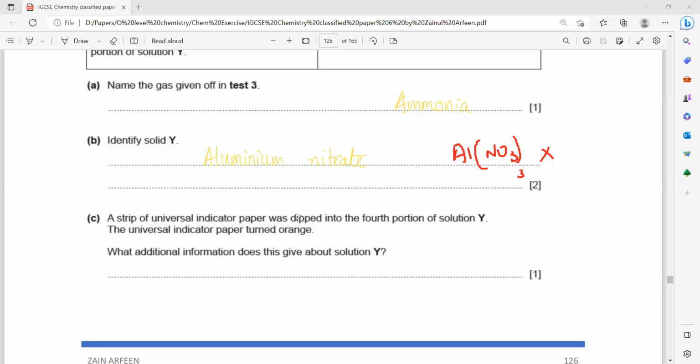A strip of universal indicator paper was dipped into the fourth solution. The universal indicator turned orange. What additional information does this give about the nature of the solution if it is orange? Weakly acidic. Weakly acidic solution, or even if you mention acidic, that is also fine.